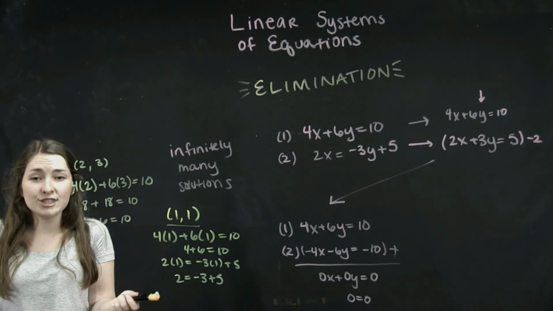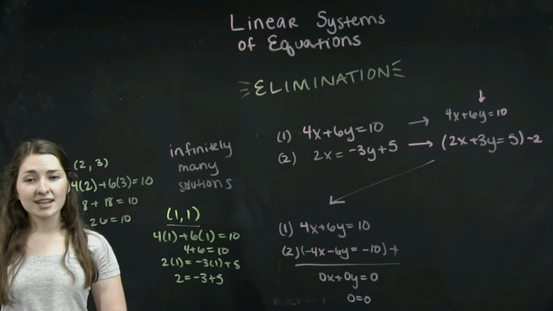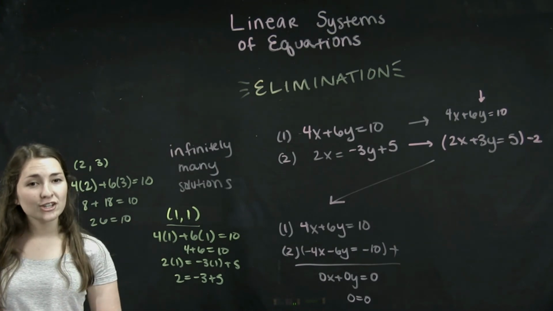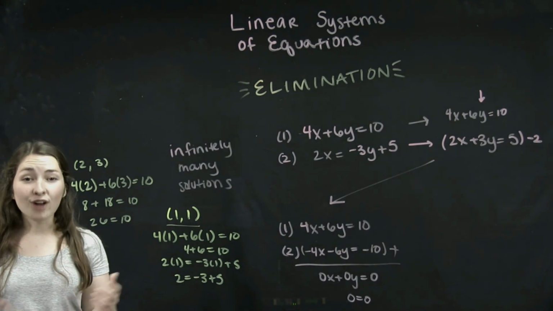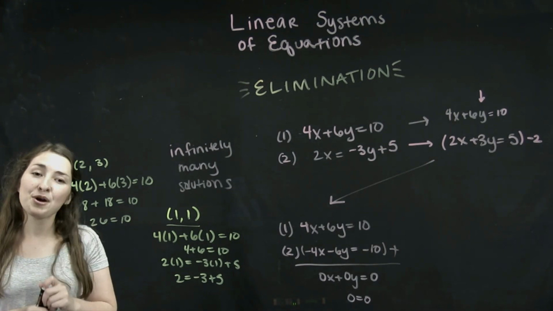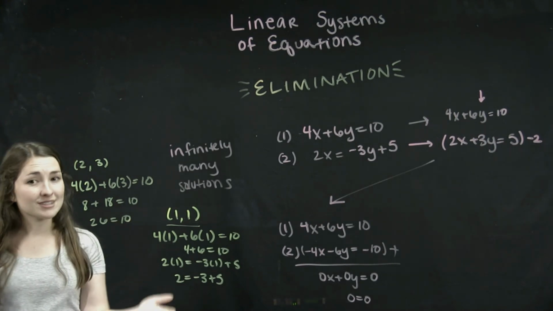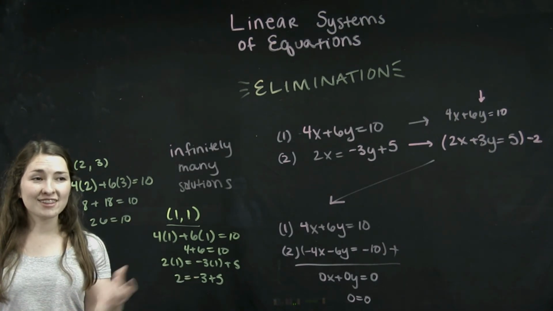You can either choose the first equation or the second equation to isolate your first variable in substitution, and then you can choose in elimination which variable you want to eliminate. You can also choose, when you're looking at a linear system, what method you want to use, substitution or elimination. So really this is all up to you.